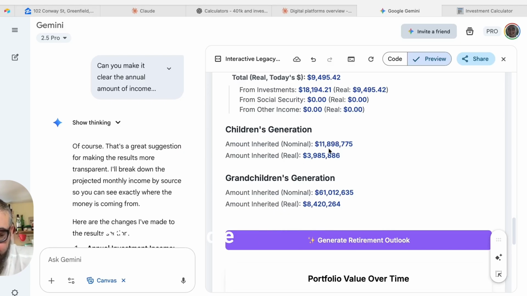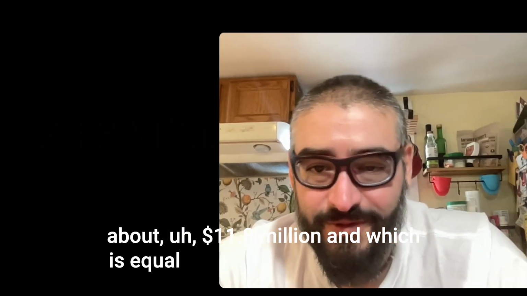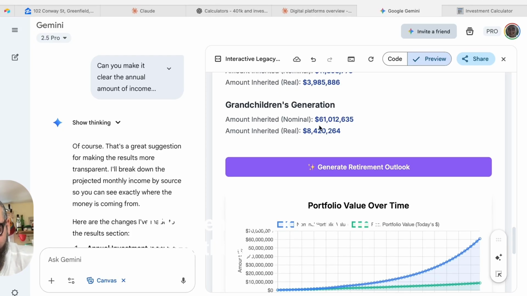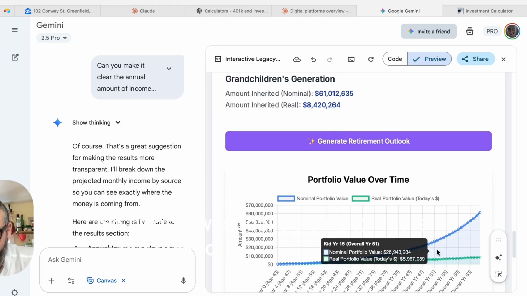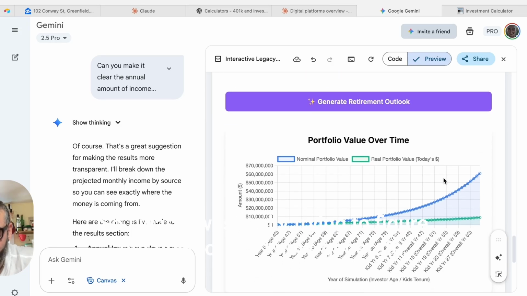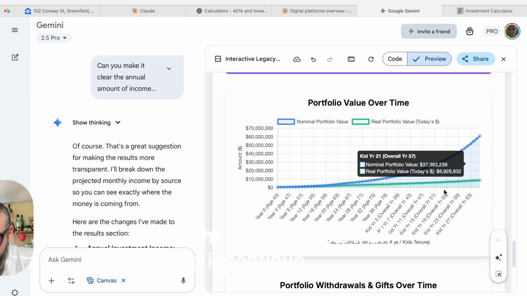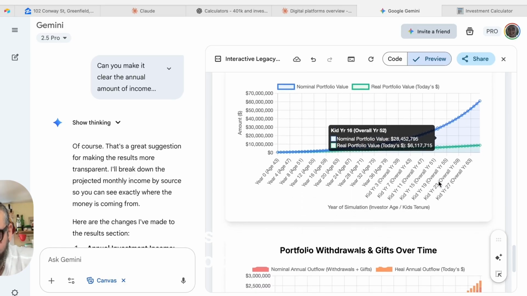But at the end, when I die at 80, if that is when I die, the kids would inherit about $11.8 million, which is equal to about $4 million today. And then if my kids do the same thing, their kids will actually inherit more. So I was really trying to figure out how to create generational wealth, right? But you can see it kind of here on the chart, letting it continue to grow. And this is actually my kids starting to take out that 4% too.